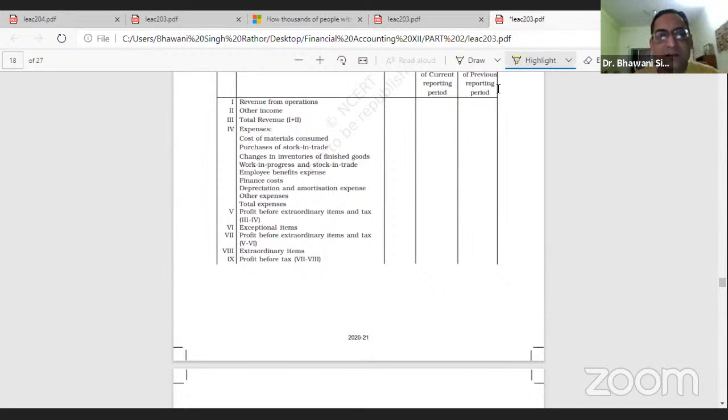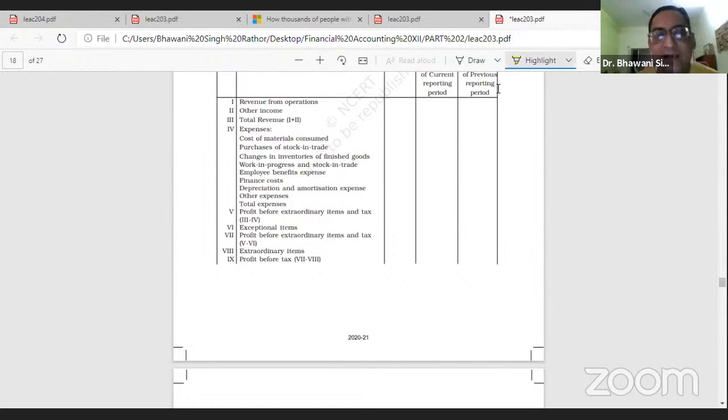expenses, which are basically in 7 parts. So you have cost of materials consumed, then purchase of stock in trade, changes in inventories of finished goods, work in progress, and stock in trade, employee benefits, finance costs, depreciation and amortization expenses, other expenses, and then you have total expenses. That is the total of all these 7 parts.